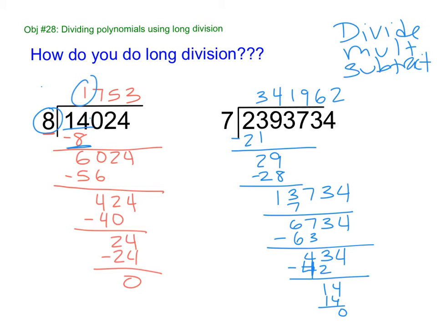And then I repeat. So it's divide, multiply, subtract. Divide, multiply, subtract, right? 23 divided by 7 is 3. 3 times 7 is 21. Subtract. 7 divided into 29 is 4 times. 4 times 7 is 28. Subtract. So it's divide, multiply, subtract. That's our process for what we're going to be doing with our polynomials.